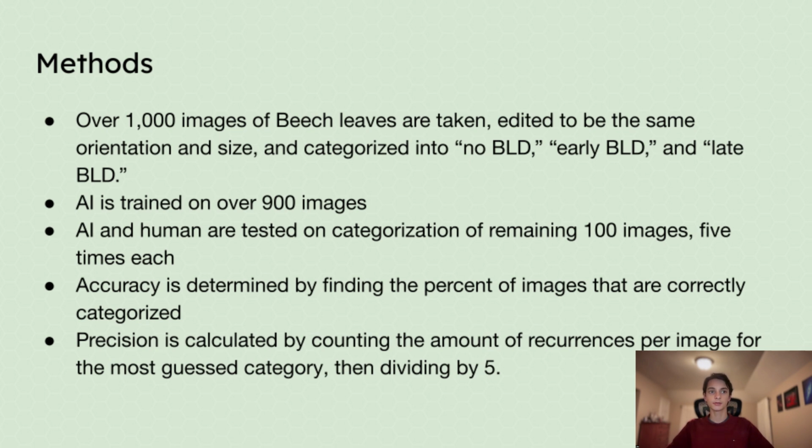And then I determined the accuracy by finding the percent of the images that were correctly categorized. And I did this for both the humans and the AI. Then I find the precision by calculating the amount of recurrences per image in the most guessed category. So moving on to my results.